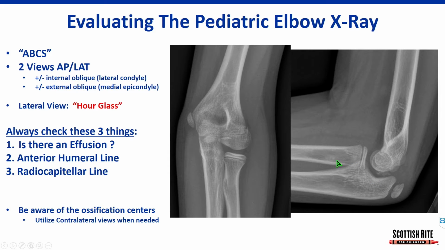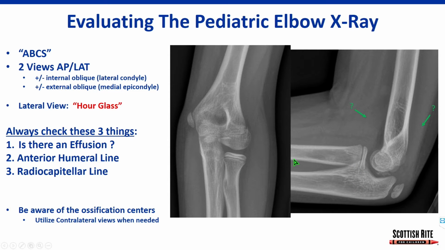The other things, if you would look at these three things we're about to go over on every single elbow film that you look at, I think it's going to keep you from missing the majority of dangerous things. I would not say it's infallible and going to catch everything, but it's going to keep you from missing the bad stuff. So I'd encourage you on every single view to take this methodical approach and look at these three things. Also be aware of those ossification centers. Utilize your contralateral views when you need to, and we'll cover a little bit of that in a minute as well. So number one, is there a joint effusion?